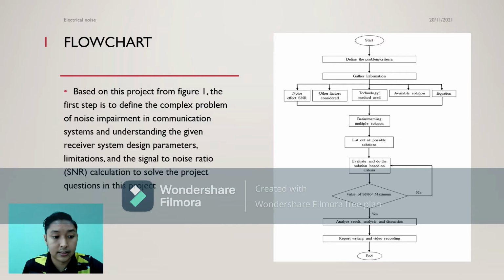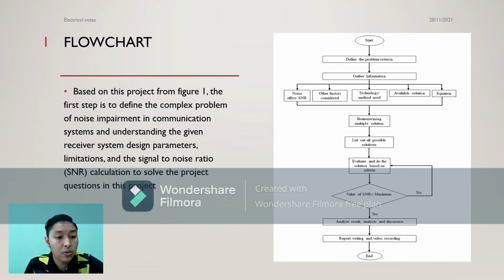Right, after that, the second step is we will gather all the information from this project question. So some of the important information that we are gathering are the noise effect on SNR, the other factors considered, current available technology or method used to increase the system SNR.